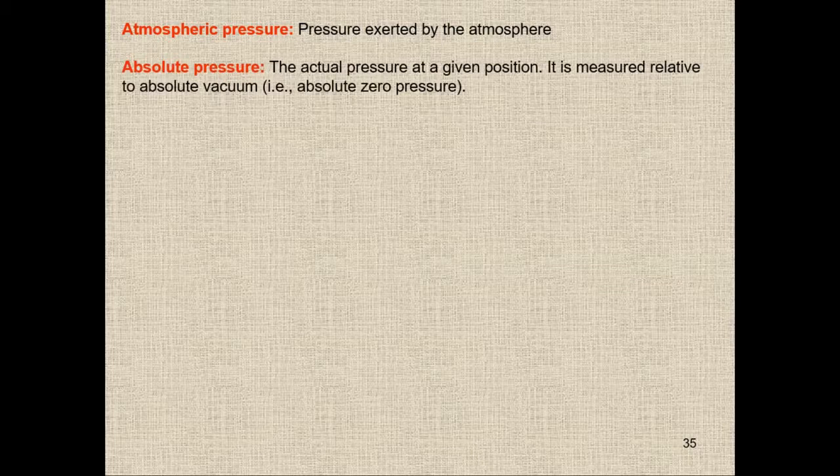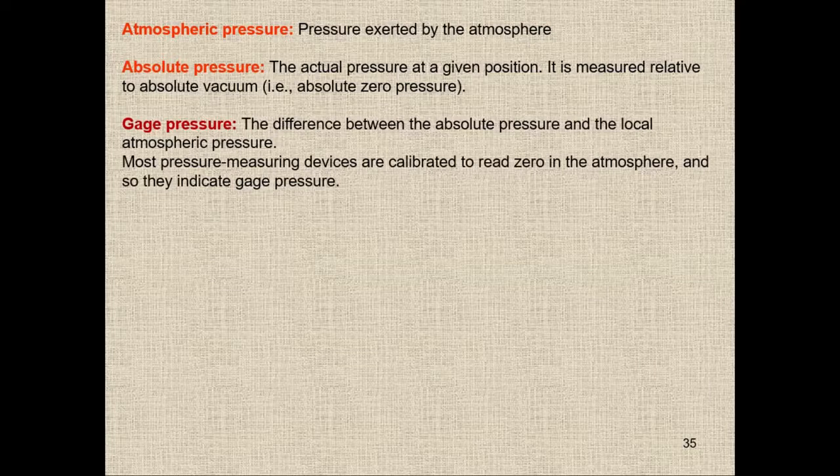Second one is the absolute pressure. Absolute pressure is basically the actual pressure at a given position. It is basically measured relative to the absolute vacuum or absolute zero pressure. So we have the absolute pressure, which is the actual pressure at a given position.